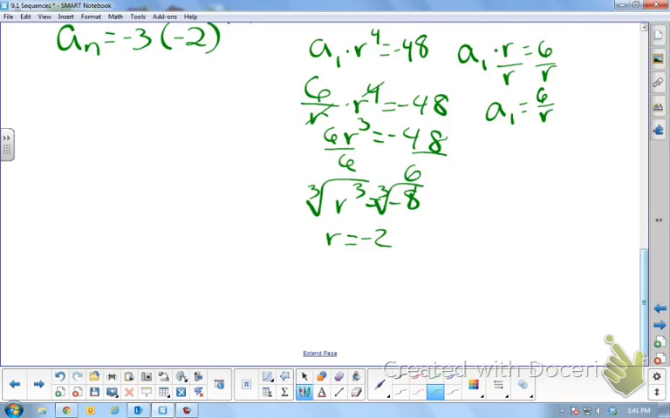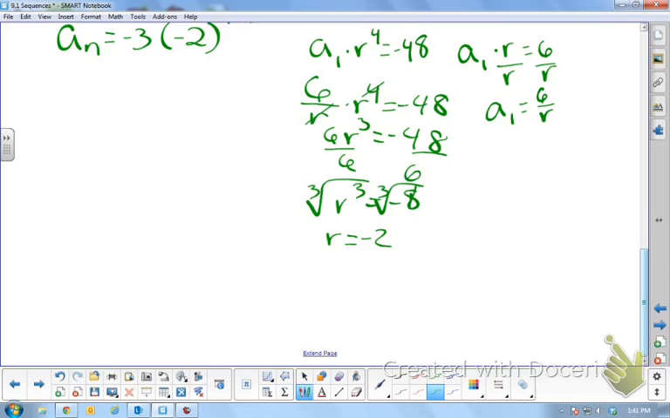So again, we got the same answer, which is good, because if we're using two different methods, we should still be able to find the correct answer. We found the same answer. How do I go back and get the first term? Just plug it into the a sub 1 equals 6 over r equation.